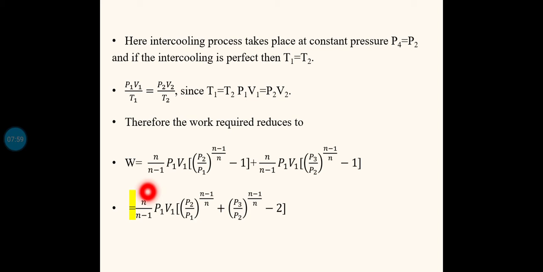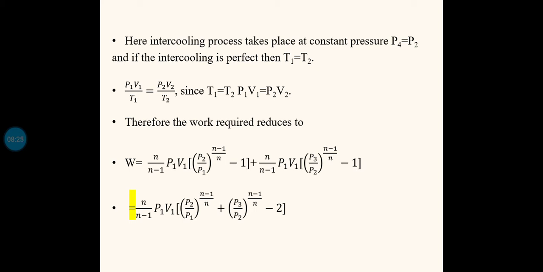So n by n minus 1 P1 V1 is common. Now what is left is (P2 by P1) all raised to (n minus 1) by n, that I have written here. Here plus 1, (P3 by P2) all raised to (n minus 1) by n is there. Minus 1 is here, minus 1 plus minus 1, it is minus 2. So altogether the equation becomes n by n minus 1 P1 V1, within the bracket (P2 by P1) raised to (n minus 1) by n plus (P3 by P2) raised to (n minus 1) by n, minus 2.